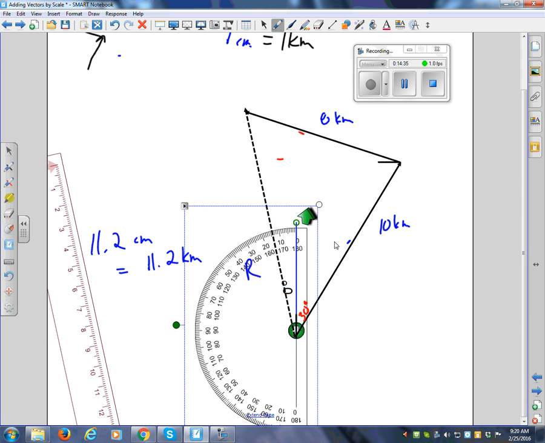Okay? So it would be 11.2 kilometers. What's my direction? North 14 west. North, 14 to the west. Austin, am I done now? Yes, I am.